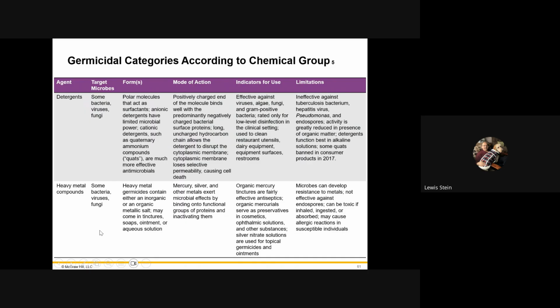Metal compounds have been used for a long time. Those are more the solids. Sometimes we dissolve them and they become tinctures. They're not effective against endospores, but used a lot. Allergic reactions are part of it. So there are inherently some limitations. But metals are something that are used commonly. And this is part of the discussion I'm going to have with you. Fairly effective antiseptics, I'll buy that.